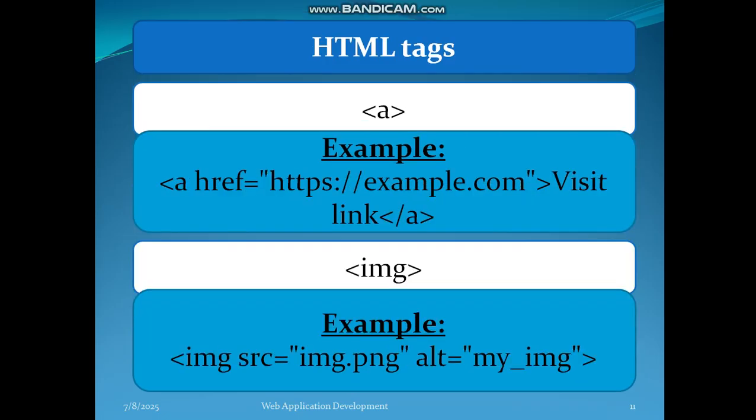We have also the a tag. a is used to create hyperlinks. And here an example of a URL link, example.com. Also, we have the tag img. Img is used to insert pictures. It has two main attributes, src for the image path and alt for a description.